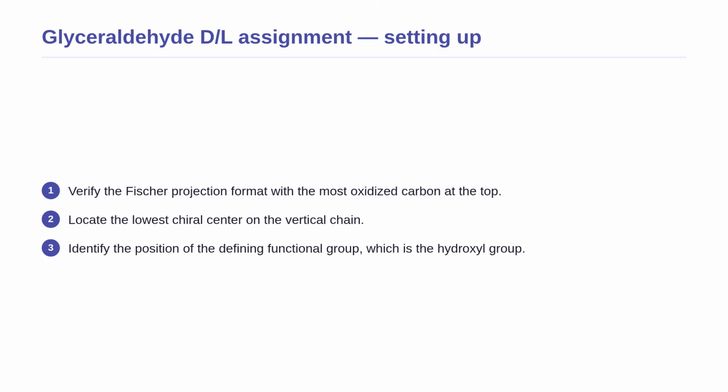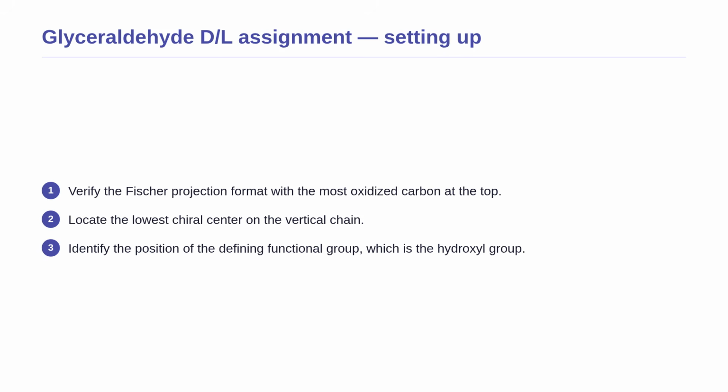Before we move on, let us see this with a concrete example. We will determine the configuration of glyceraldehyde itself. We are given a Fischer projection. First, we must verify that the molecule is drawn correctly. The most oxidized carbon, which is the aldehyde group, must be at the very top.